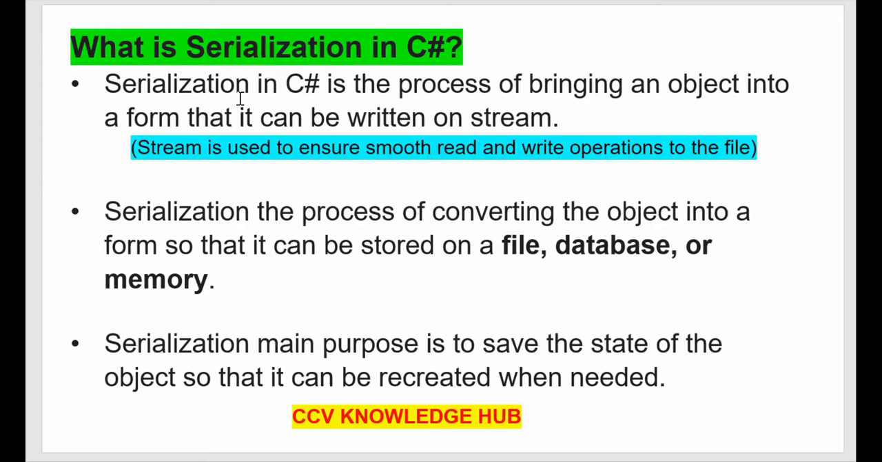So what is a stream here? A stream is used to ensure smooth read and write operations to the file. And serialization is the process of converting the object into a form so that we can store it in the form of files, or data in the database or memory. Serialization's main purpose is to save the state of the object. So what is the state of the object? We save it in the same state so that it can be recreated whenever it's required.